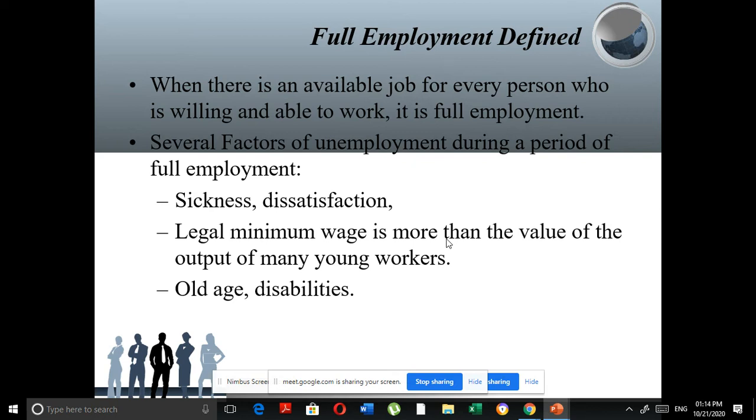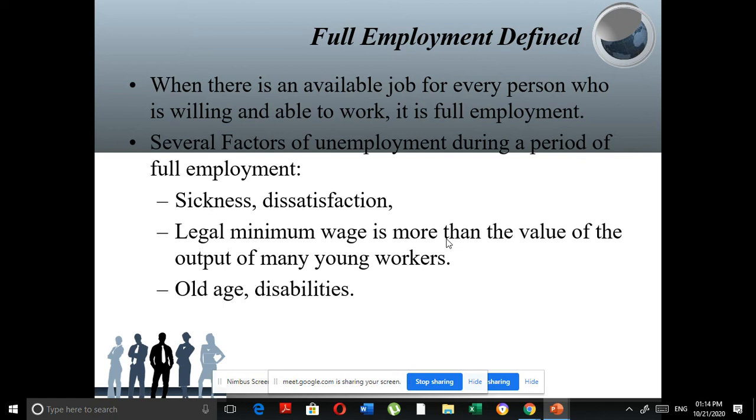So these are the two. Why do I remind you many times? Just for your memorizing and understanding that in full employment, frictional and structural unemployment could exist, okay? But not cyclical unemployment, because cyclical unemployment occurs when the level of economic activity declines, so during recession and during depression.